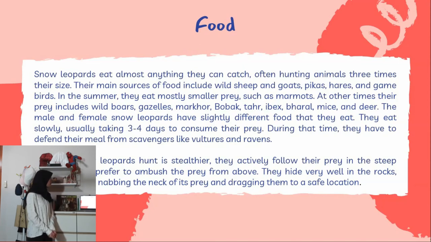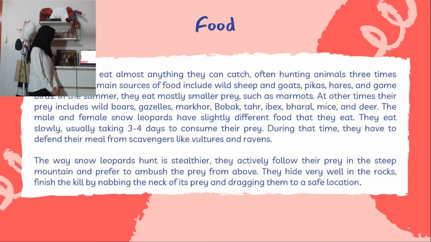The male and female snow leopard have slightly different food that they eat. They eat slowly, usually taking 3 to 4 days to eat, and during that time, they have to defend their meals from scavengers like vultures and ravens.